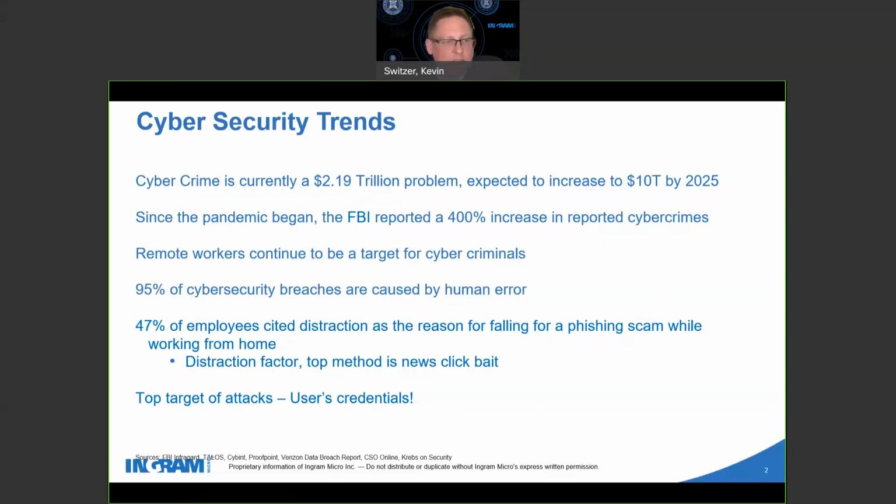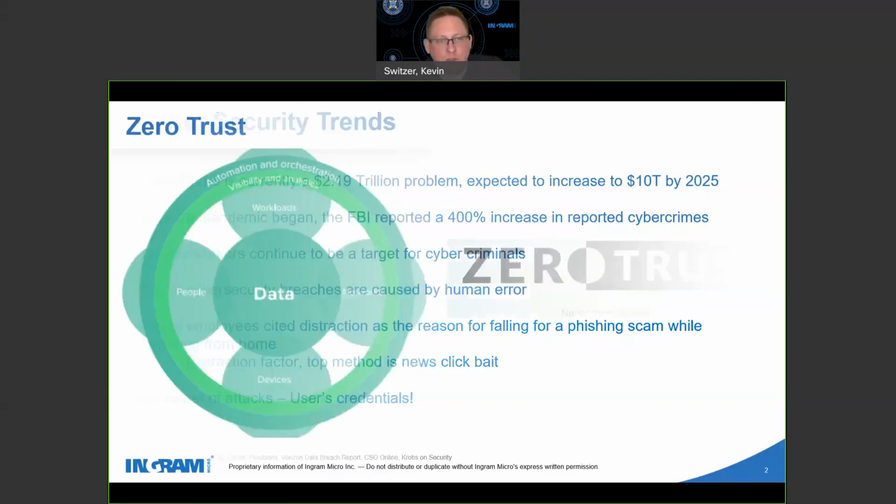And we are seeing that the top target of many of these attacks are user credentials, because the attackers know once they have these credentials and can access the system, the rest of their attack becomes a pretty easy process.